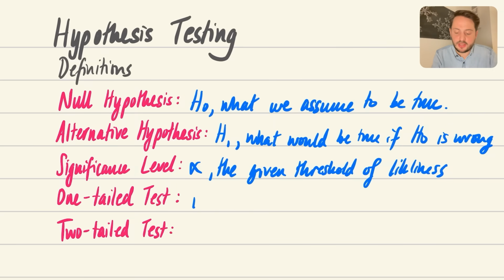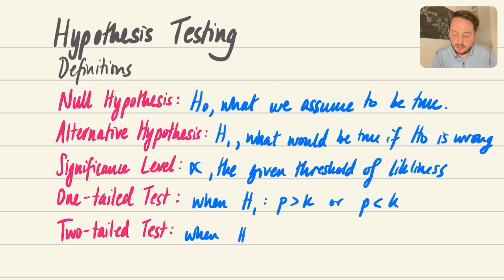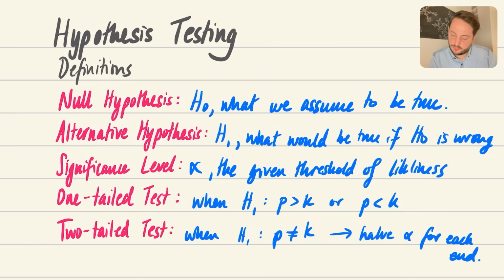So a one-tailed test. You do a one-tailed test when the alternative hypothesis is something like the probability is greater than k or the probability is less than k. A two-tailed test is when your alternative hypothesis is that the probability is not equal to k. And what you do in this situation is you halve the value of the significance level for each end. So you just need to make sure you know the difference. If it's a two-tailed test, you halve the significance level.